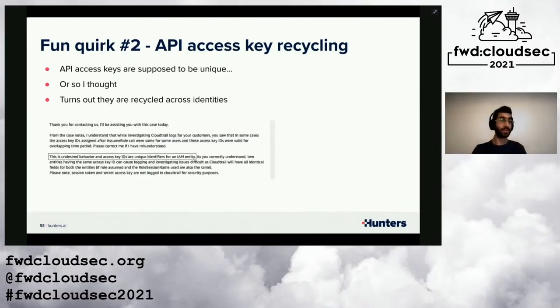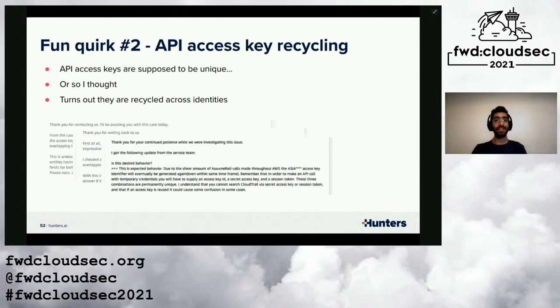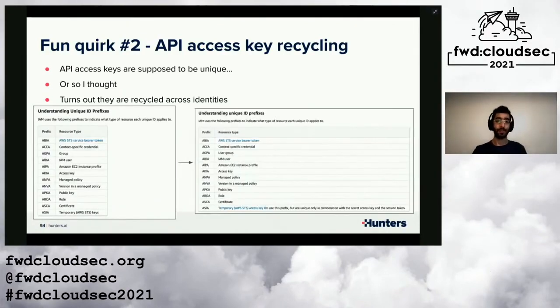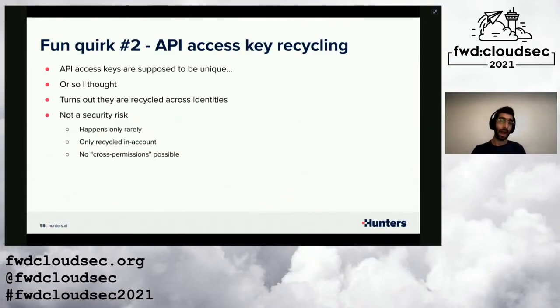So we communicated with AWS, and we discovered that indeed this is expected behavior because of the sheer amount of assume role calls that there are. They also added a note to the documentation about it, saying they are unique only in combination with the secret access key and session token. However, this is a fun fact, but it's not really a security risk, because besides happening rarely, it's only recycled within the same account, and it still separates two different groups of permissions. So an attacker can't use this for cross-permissions between them. It's just more interesting than crucial to know.